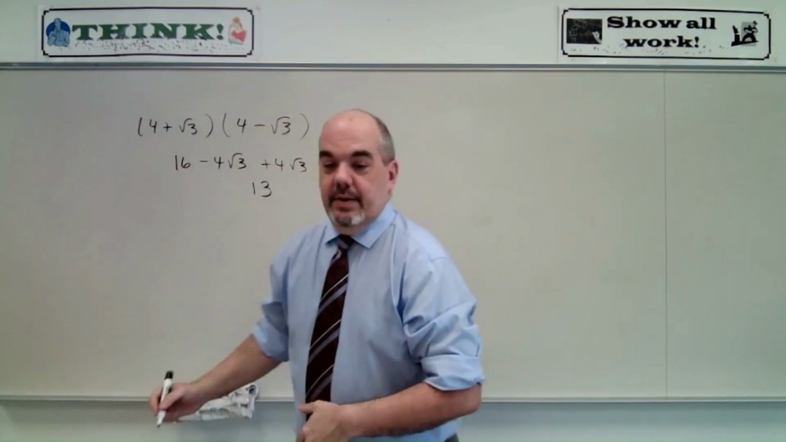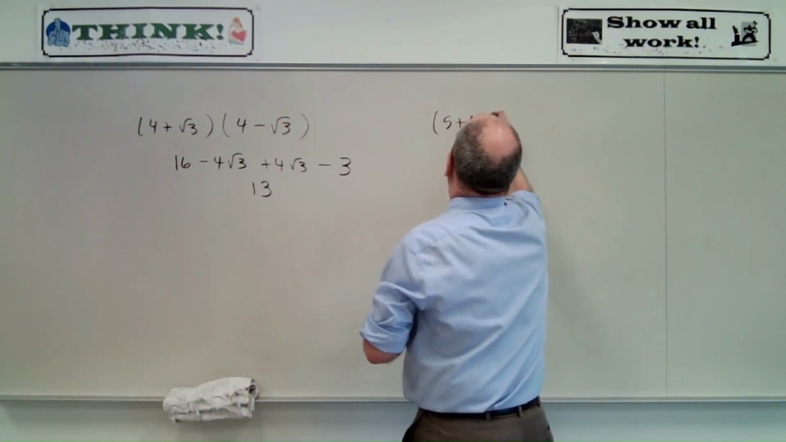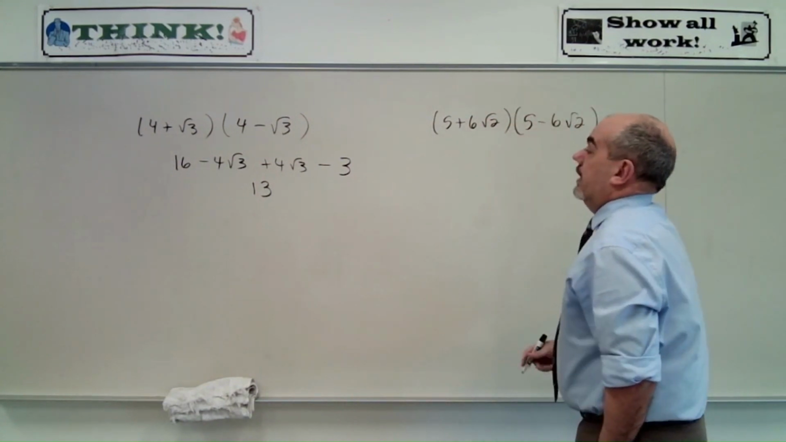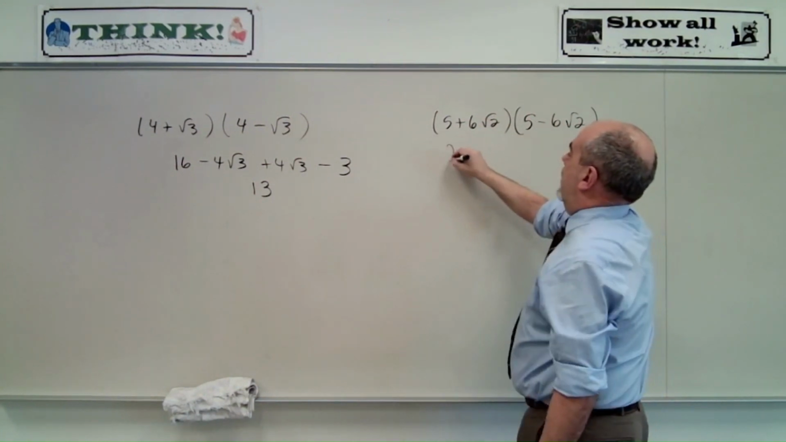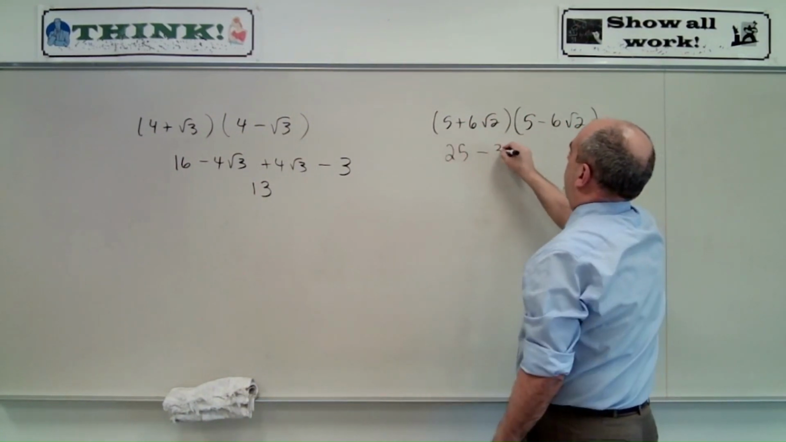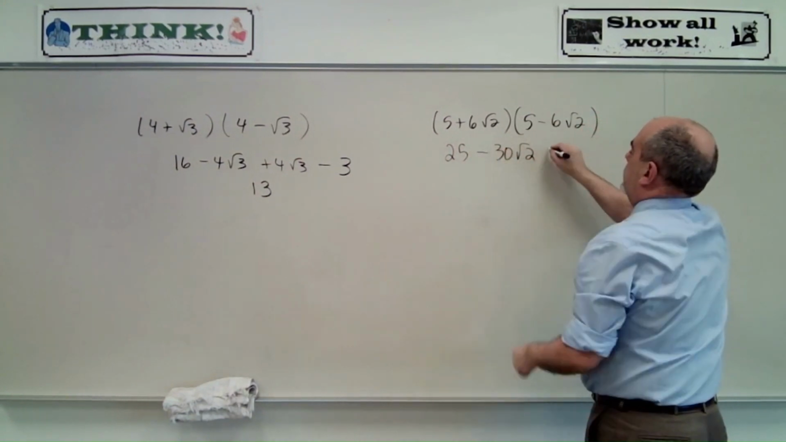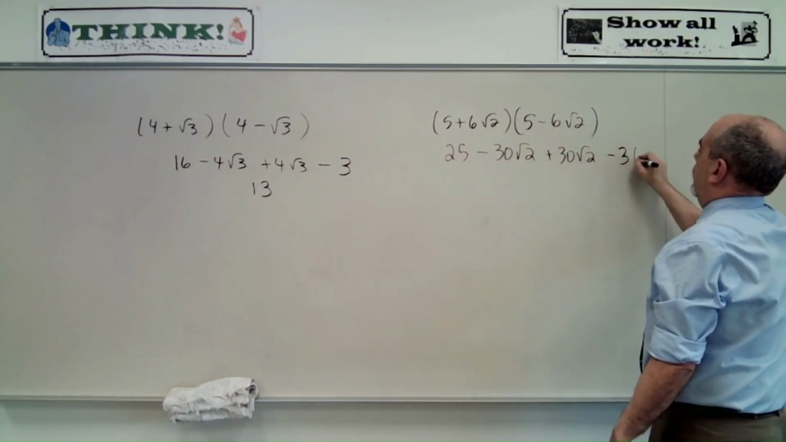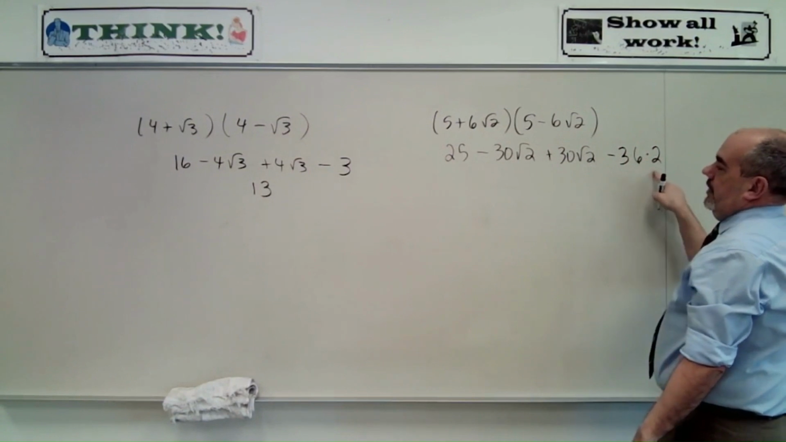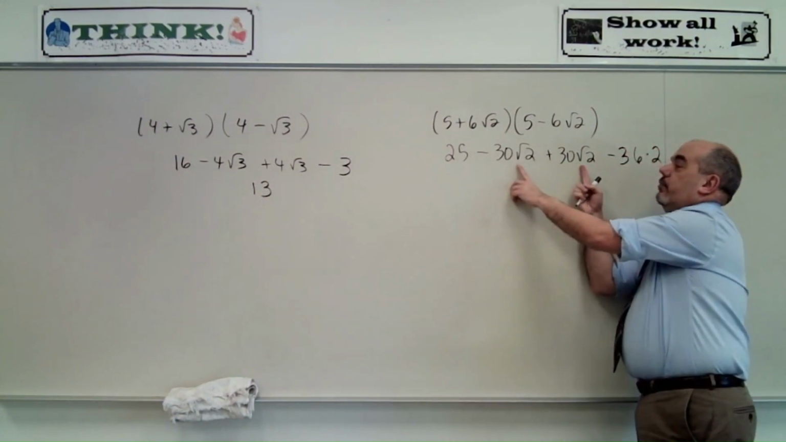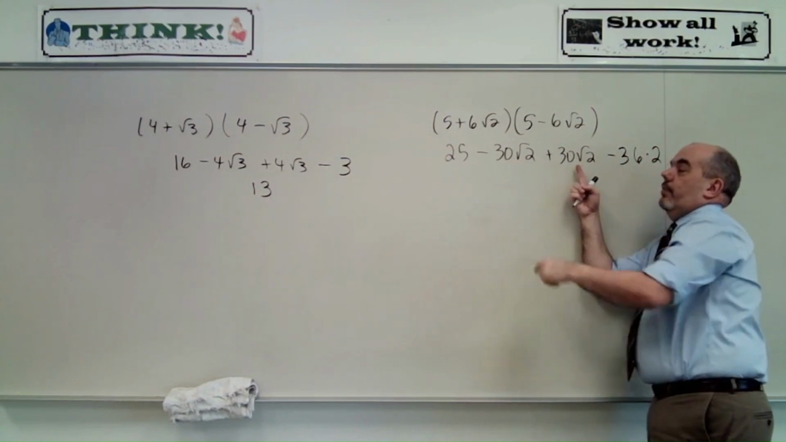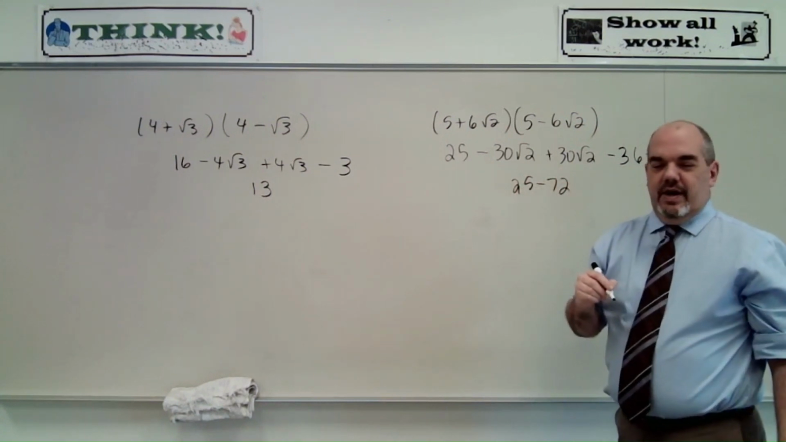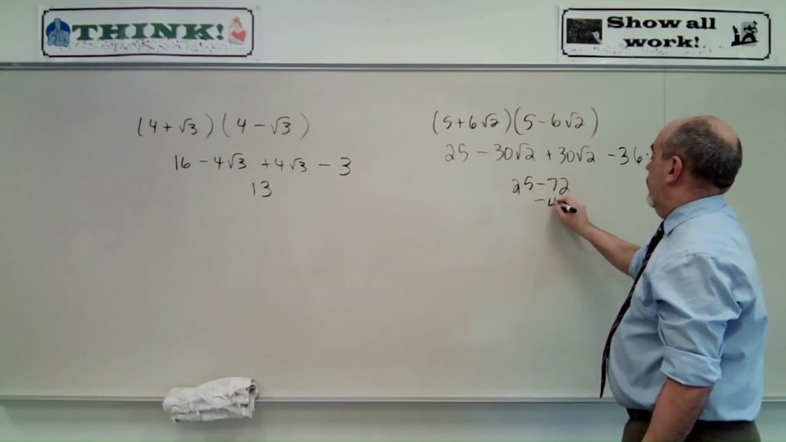Let's look at another example. 5 plus 6 square roots of 2 and 5 minus 6 square roots of 2. Again, we're going to FOIL. First term is going to be 25. The outside term is going to be minus 30 square roots of 2, plus 30 square roots of 2 for the inside term. And then the last term, well, that's going to be minus 36 times 2, which ends up being 72. If we look here, again, we have like terms. This negative 30 square roots of 2 and positive 30 square roots of 2 are going to become 0. So we're going to get 25 minus 72, which, if my math is correct, is going to be negative 47.